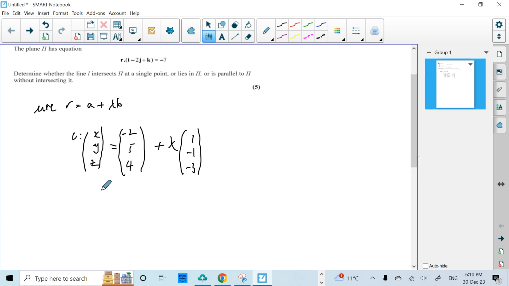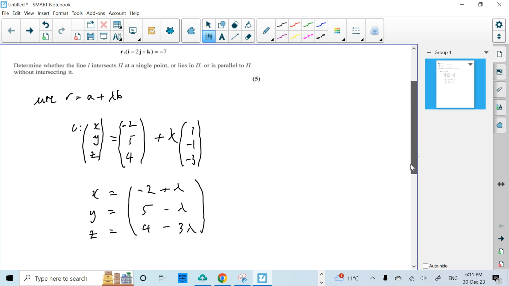Right, now we have our x value of minus 2 plus lambda times 1, which is minus 2 plus lambda, and our y value is 5 minus lambda, and z will be equal to 4 minus 3 lambda. I'll put that in brackets because that's my x, y, and z. I'm going to use those later on.